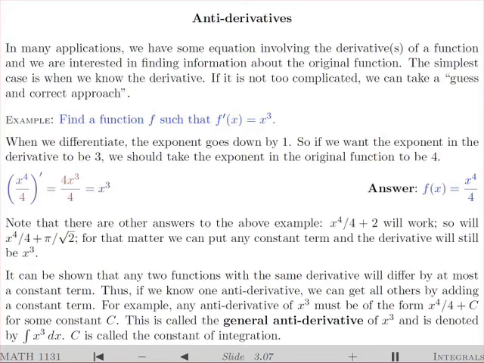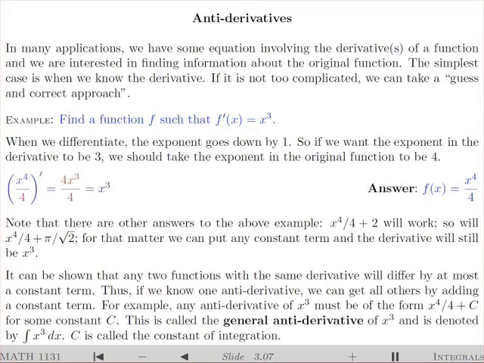There are a lot of other answers to this problem. I can take x to the 4 over 4 plus 2, for example, or x to the 4 over 4 plus 5 over radical 2. In fact, I can take any constant, any number, so something without x in it, and add it to x to the 4 over 4. The derivative of a constant term is 0, so when I differentiate, that will go away. This means there is not just one answer to this kind of problem.